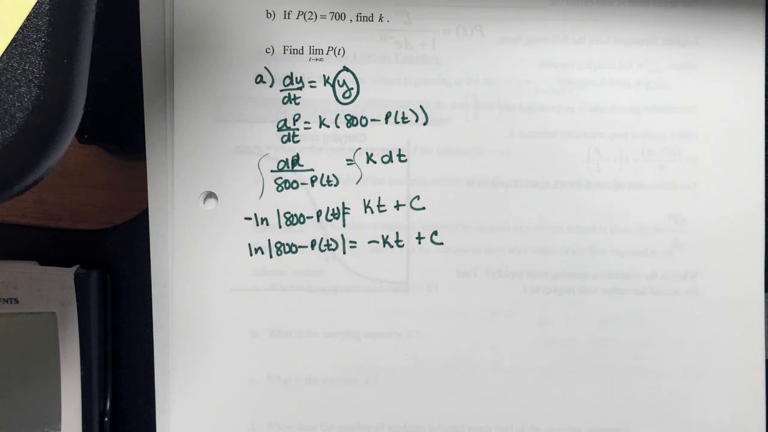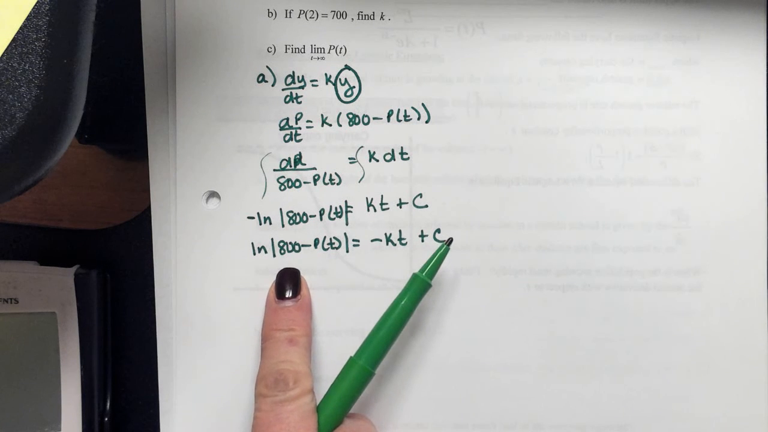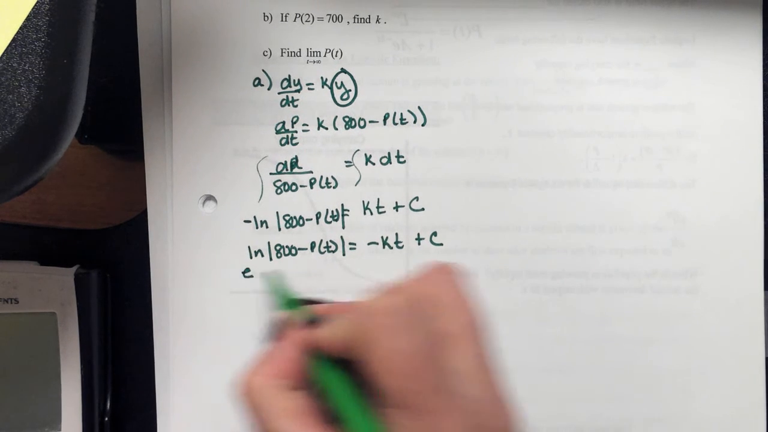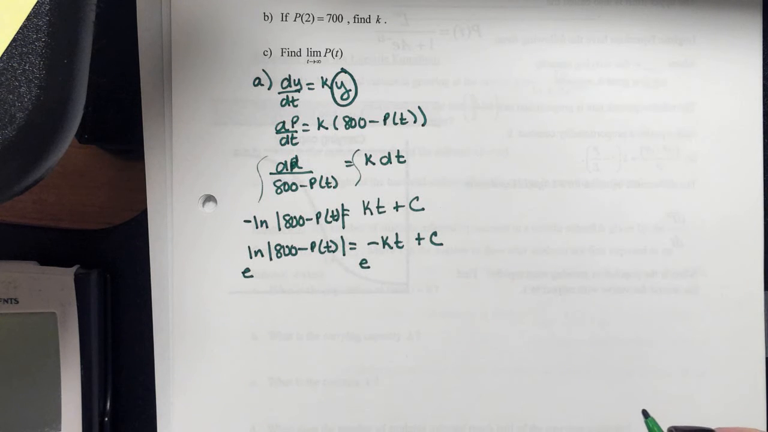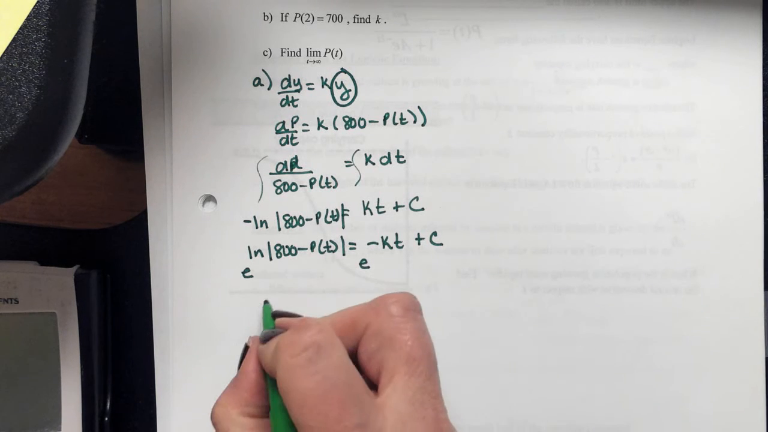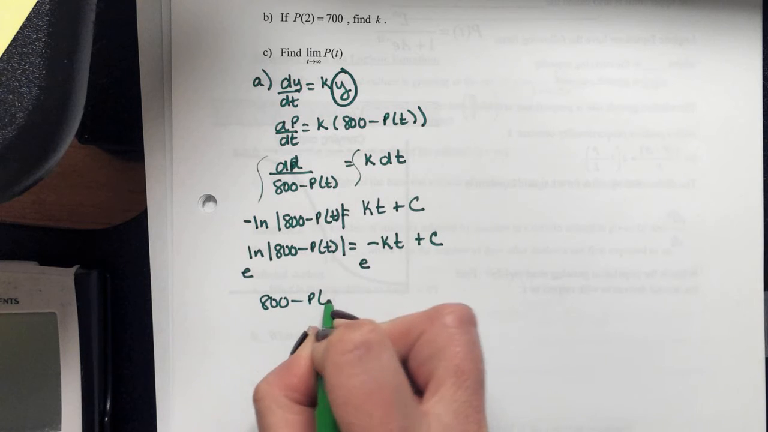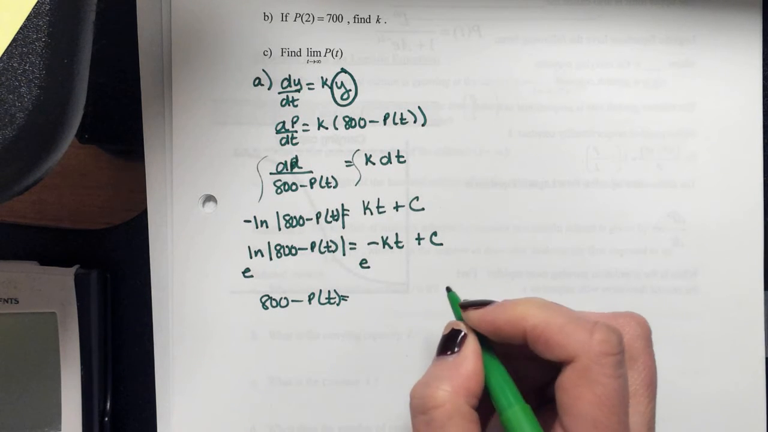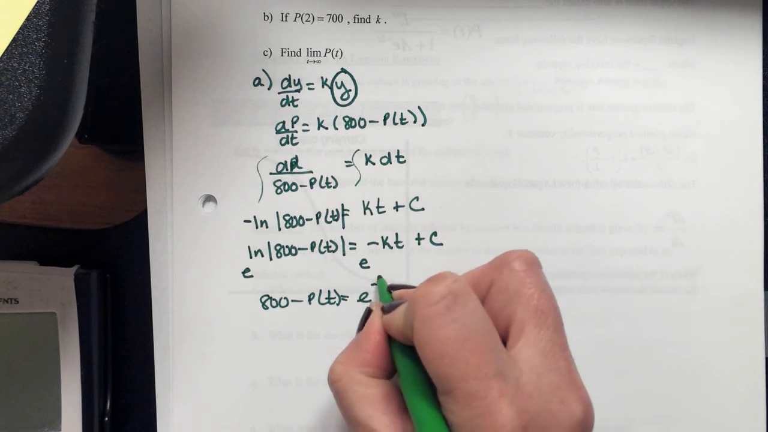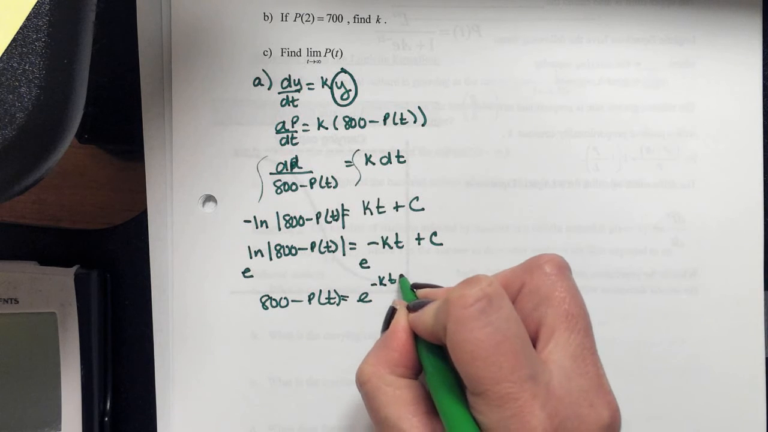Just remember, before you exponentiate and raise the entire equation to a base of e, you want to make sure that the ln is by itself. Now I'm ready to raise both sides of this equation to a base of e. So e raised to the ln is going to be 800 minus P of t is equal to e raised to the negative kt plus c.